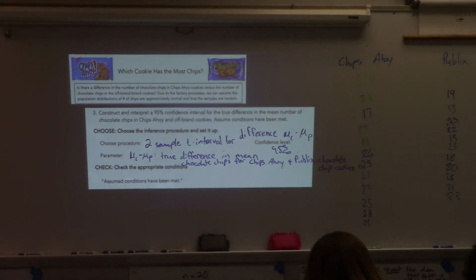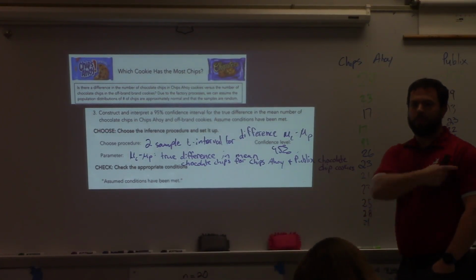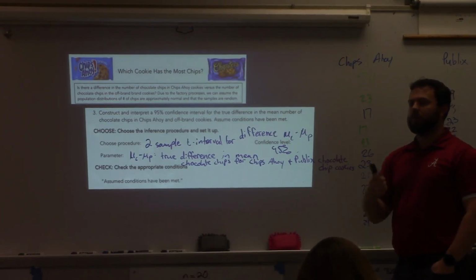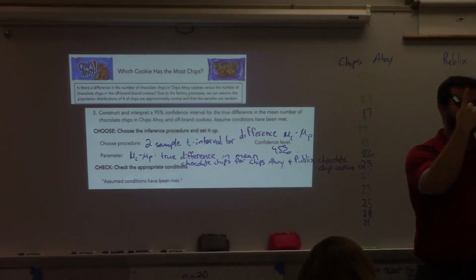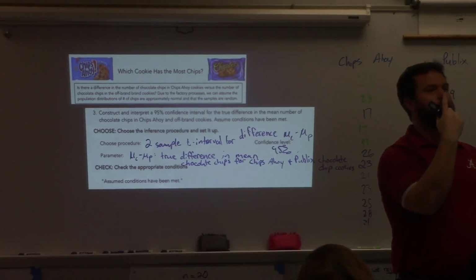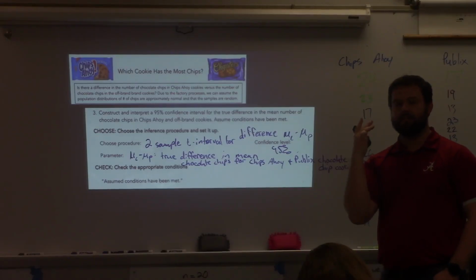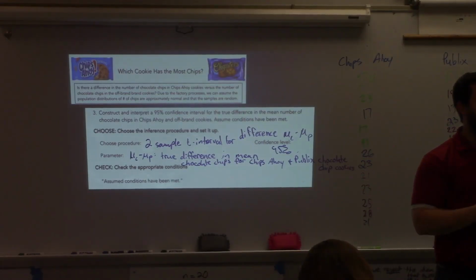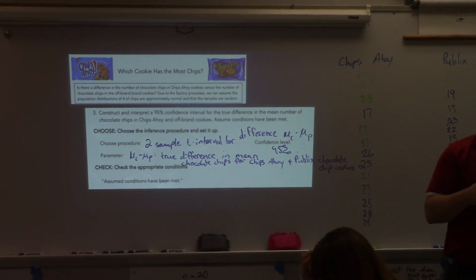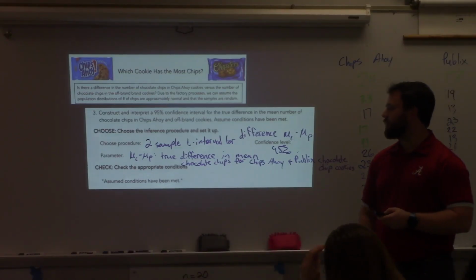By the way, there is one other thing to remember. Independence: is one sample independent of the other sample? Yeah, like the Publix did not affect the Chips Ahoy. So it is independent random samples. That's important. Not just random samples, but independent random samples. One does not affect the other. So it's two-sample. We satisfied the 10% condition, and we satisfied the normal condition. Notice we needed both of the samples to be roughly symmetric.